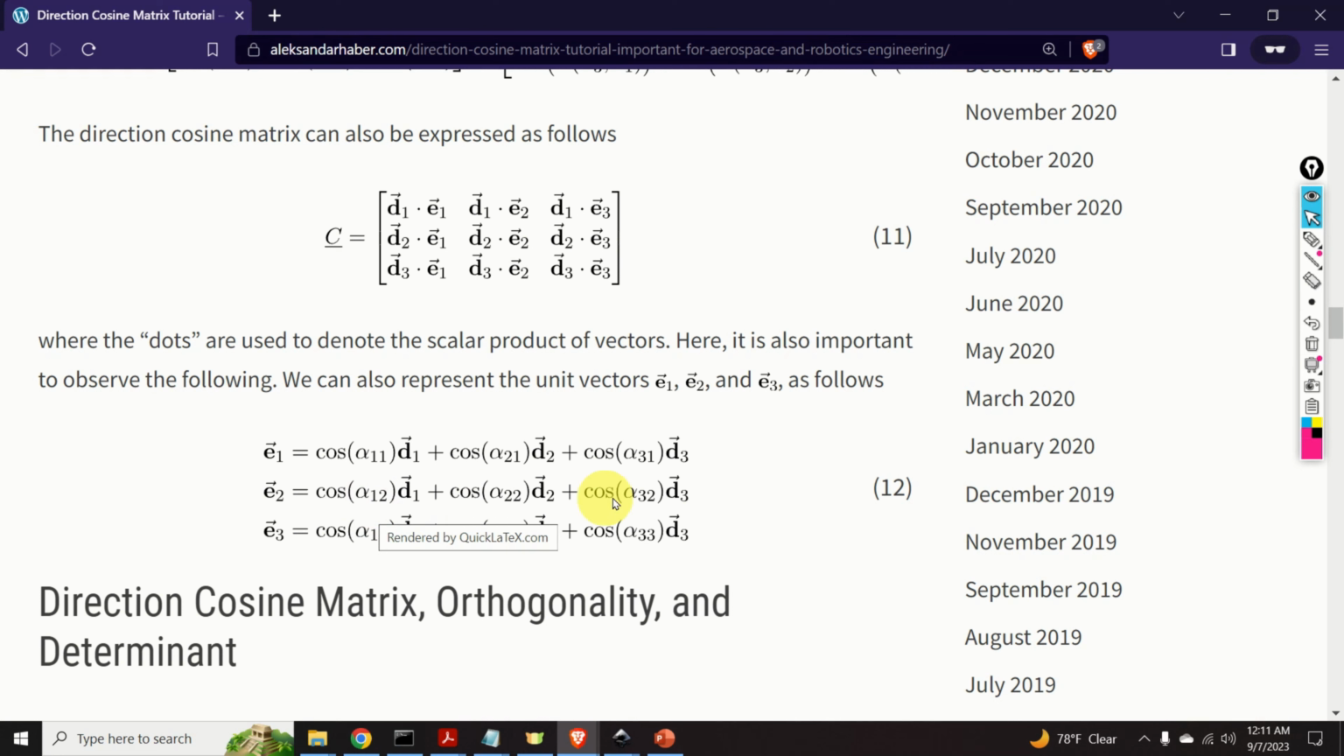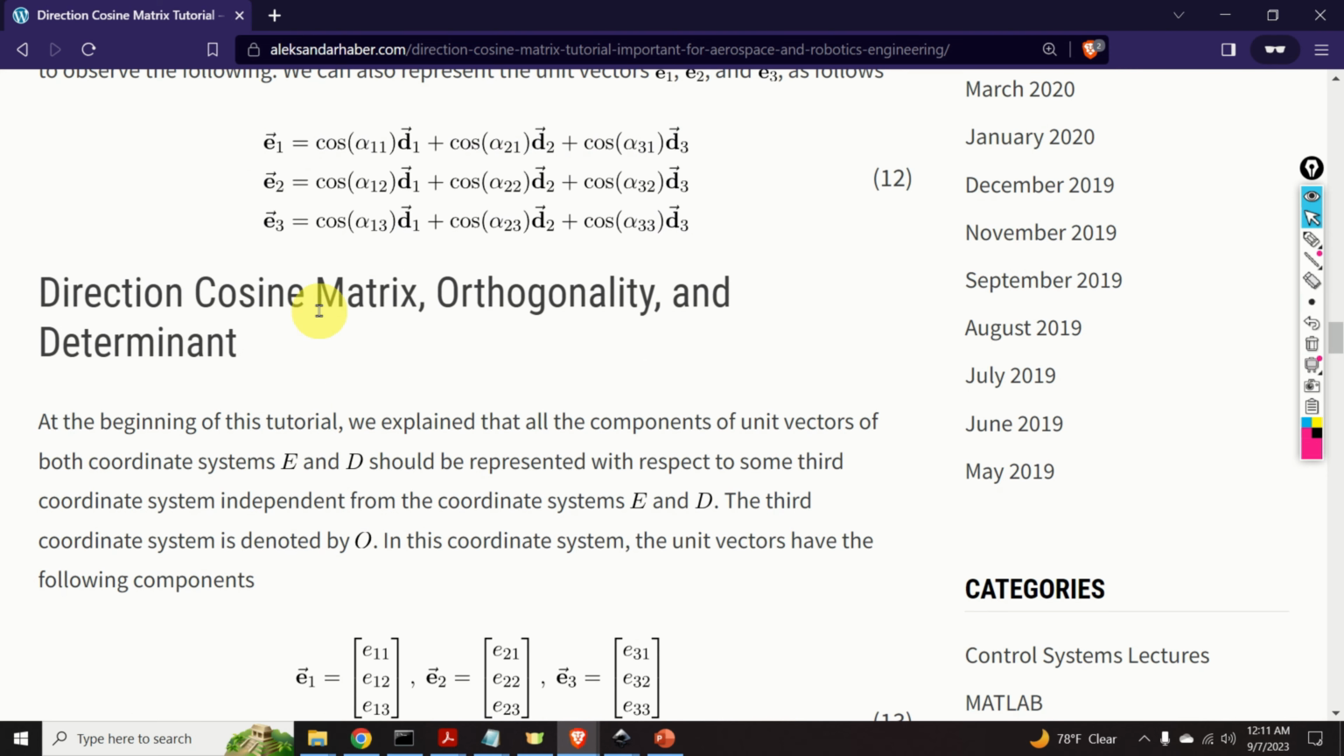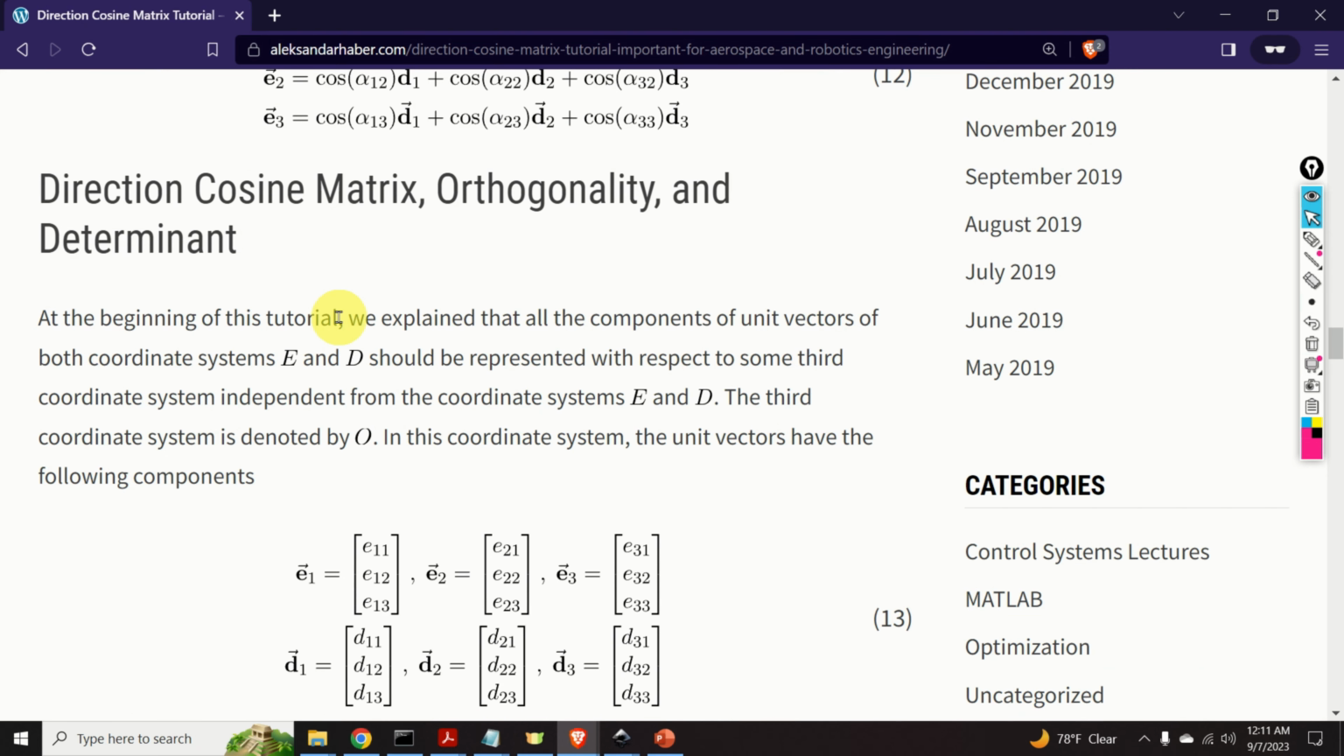We can see the same angles, however, the order of angles is rearranged. In fact, we can define another direction cosine matrix that will correspond to this transformation, and this direction cosine matrix will be a transpose of our original direction cosine matrix. Okay, now let us discuss the properties of the direction cosine matrix.